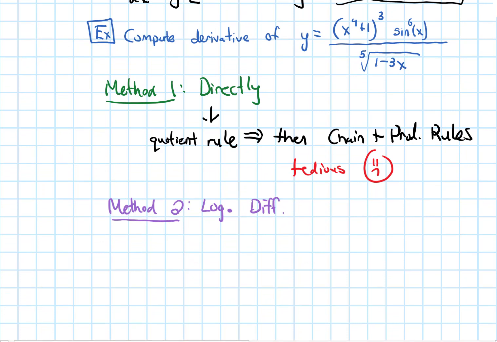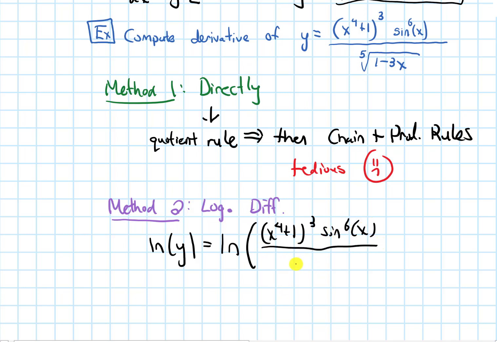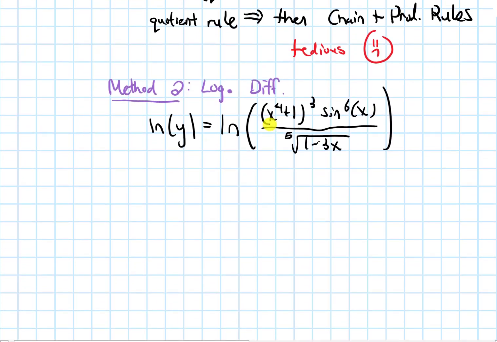Okay, so I'm going to take ln of both sides, ln of y, and ln of this whole thing, x to the fourth plus 1 being cubed times sine to the sixth of x over that fifth root of 1 minus 3x. Because the nice thing about the right-hand side is I have a product of two things on the top, and that's all divided by something, and there's a bunch of powers. So I'm going to get to use a bunch of log rules on the right.